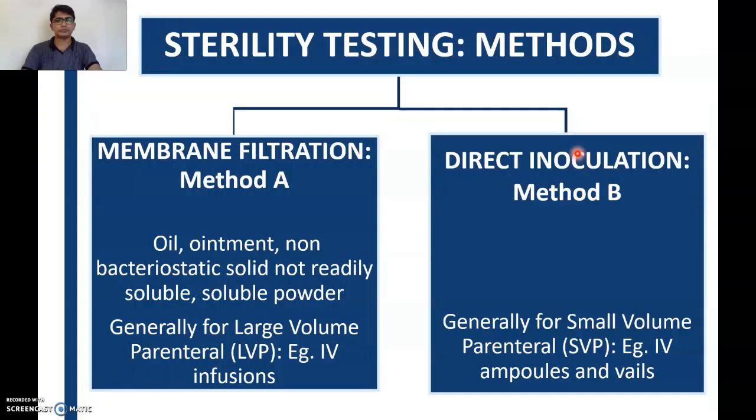Now there are two official methods for sterility testing, method A and method B. Method A is also known as membrane filtration and method B is direct inoculation. And method A, or the membrane filtration method, is mainly used to perform sterility testing of oils, ointments, non-bacteriostatic solids which are not readily soluble, and soluble powders.